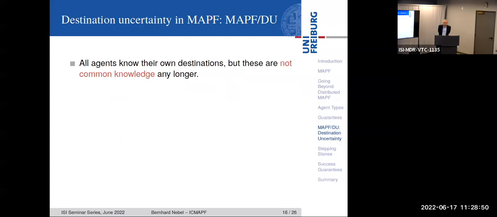Okay, so now let's step up one thing further. Now we say we have only partial knowledge. All the agents know their own destination, but they don't know the destinations of the other agents. They might have an idea, but it's not clear where the other agents are going. And still, the common goal is that everybody should arrive at their own destination.